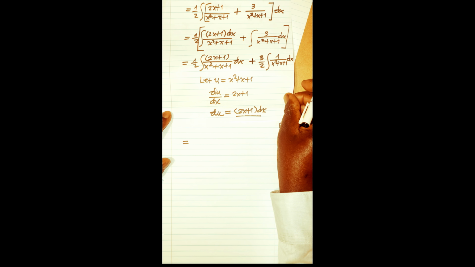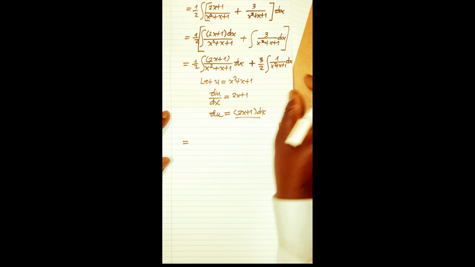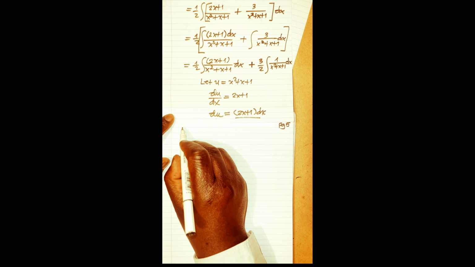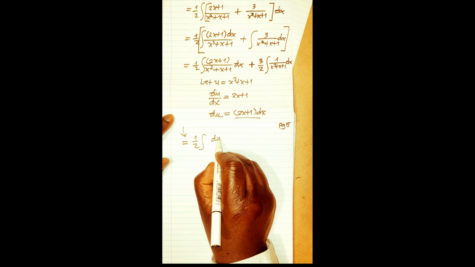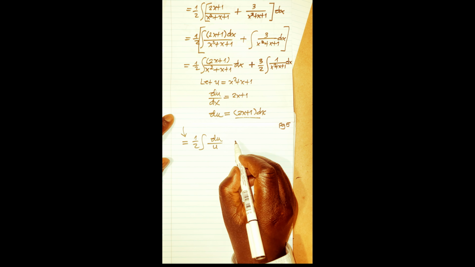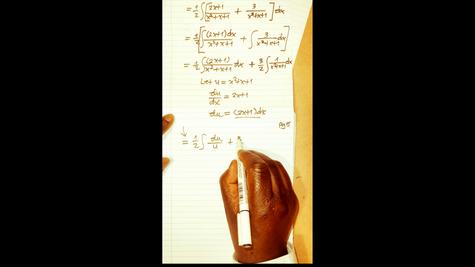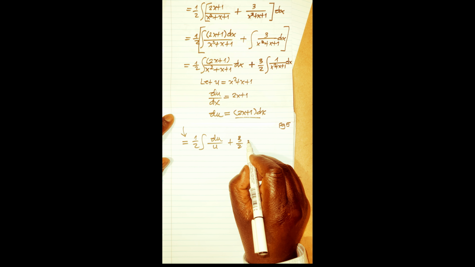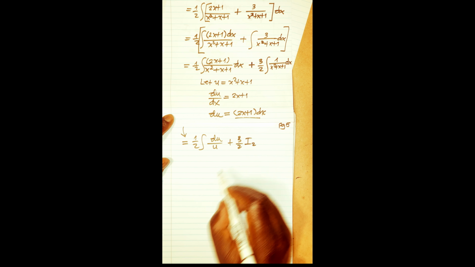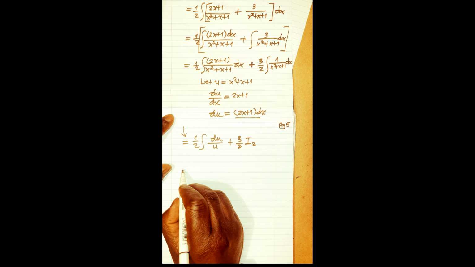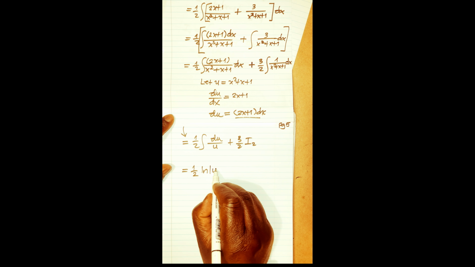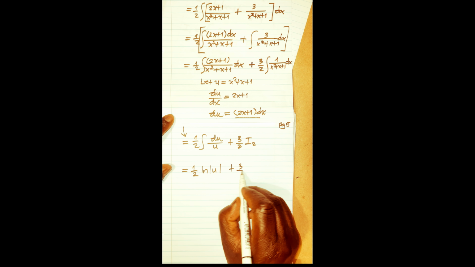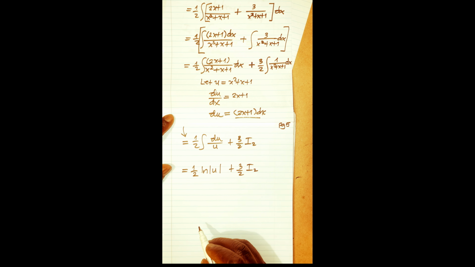Now we are saying that integral changes to 1 over 2, the integral of du all over u, plus 3 over 2, and then we're going to say I2. Now, let's work on this. So this is going to be 1 over 2 natural log of u plus 3 over 2 I2. Fantastic.